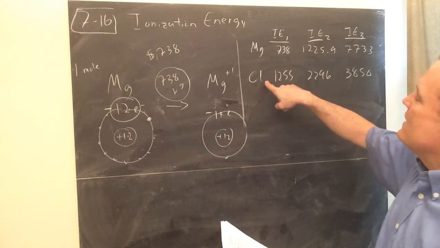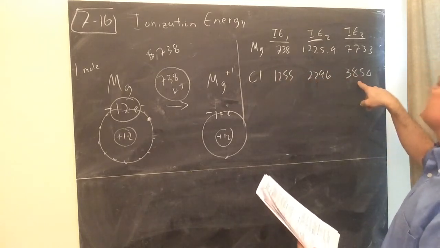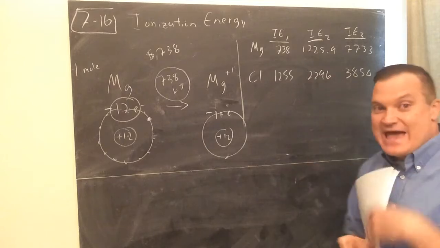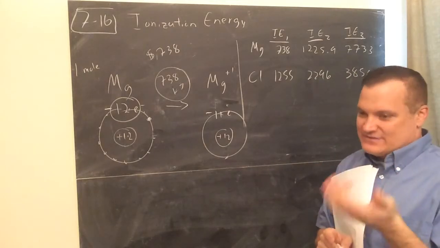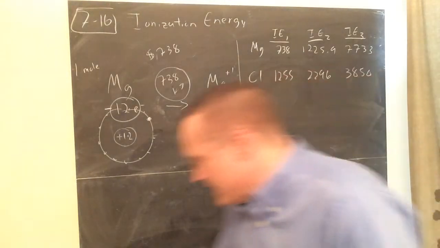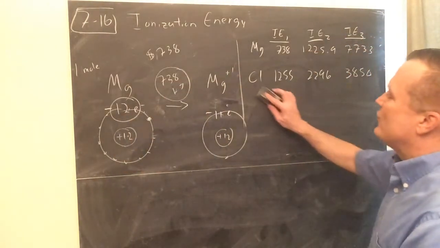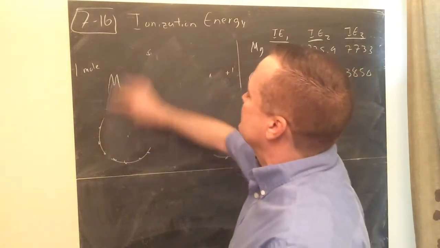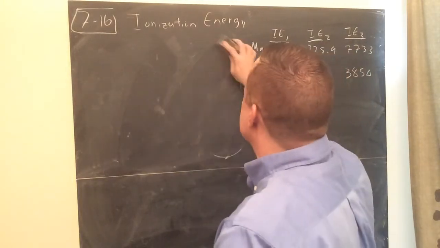So every element, each ionization energy takes more and more because the atom's getting smaller, and in the same way we talked about earlier, it takes more energy to pull the electron away. I probably should have told you, and maybe I'll say it now, what's the trend for ionization energy?